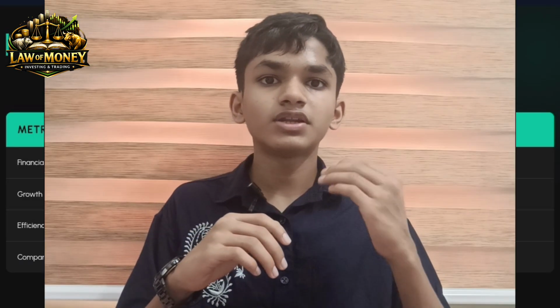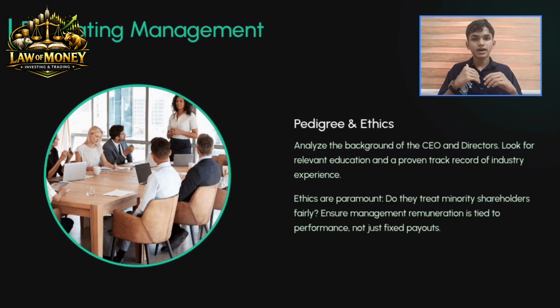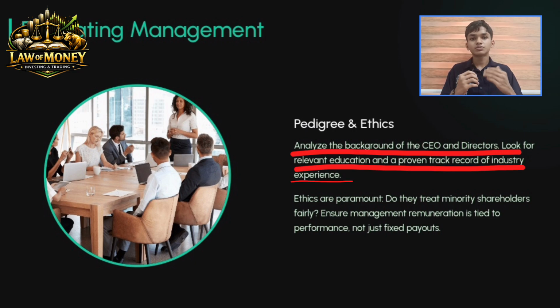Slide 6, Evaluating Management. The numbers tell you what happened, but the management tells you what will happen. This is where you perform a background check on the people in charge. Look at the CEO's pedigree, not their family tree, but their track record and education. Are they an experienced industry veteran or just someone's nephew? Check their remuneration.